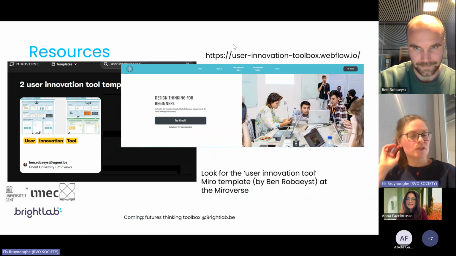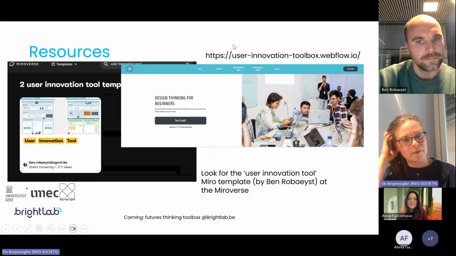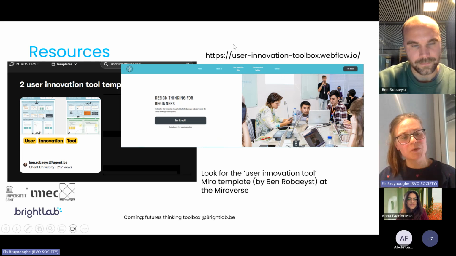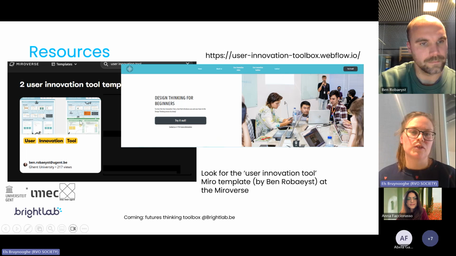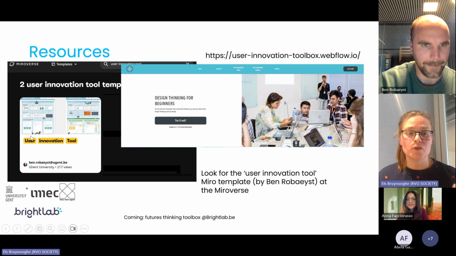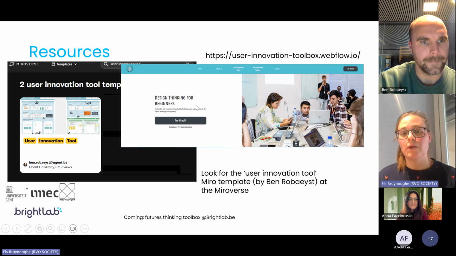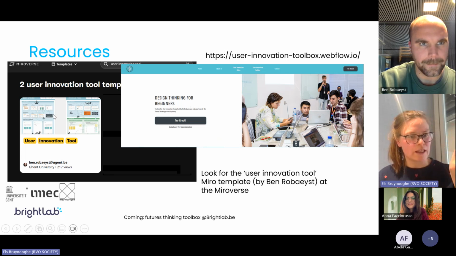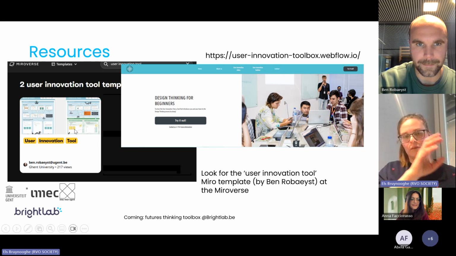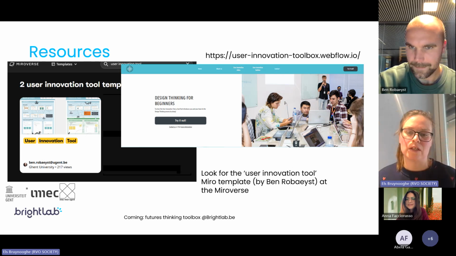What we also want to give you is some resources. Ben explained the design thinking tool, and there's a very interesting Miro board created by Ben. If you use Miro, you can look for the templates. It's the user innovation tool. There's also a website based on it, and Anna will share it now in the chat, where you can have hands-on questions. If you look at the board, you will see how you can go through that double diamond phase in your hackathon yourself.